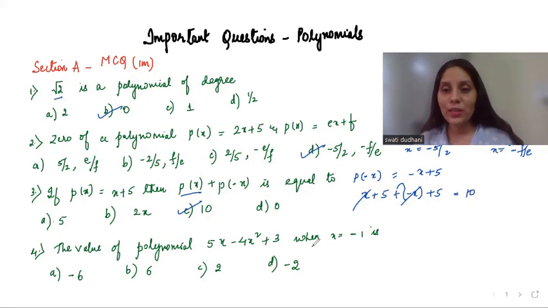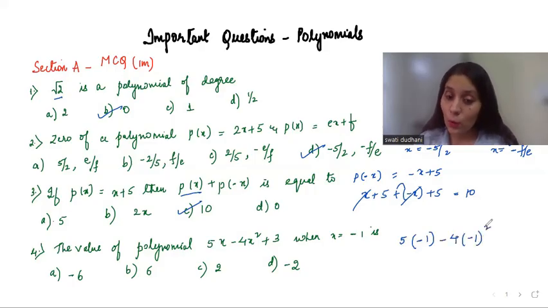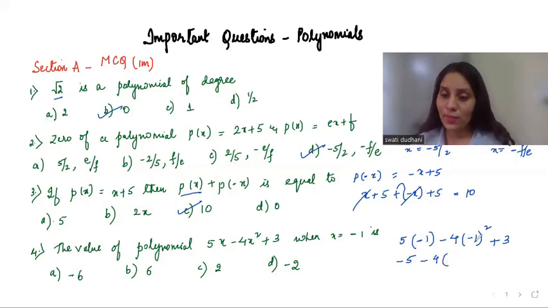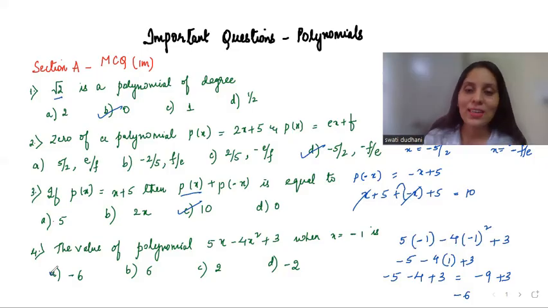Fourth, the value of the polynomial 5x minus 4x square plus 3 when x is equal to minus 1. Here we need to just find the value by substituting x as minus 1. So 5 into minus 1 minus 4 into minus 1 whole square plus 3. 5 into minus 1 is minus 5, minus 4 into, whenever the power is even, minus 1 becomes plus 1, plus 3. So minus 5 minus 4 plus 3, which is minus 9 plus 3, minus 6. Which is option A.